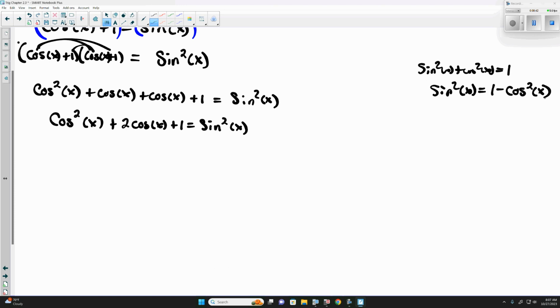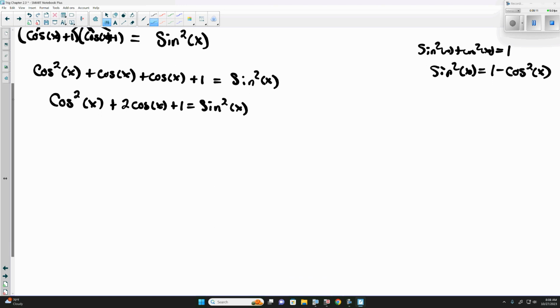Now, again, we need to get it all in terms of sine or all in terms of cosine. So there's 2 directions we can go. One is turning cosine squared into sine squared. The other is turning sine squared into cosine squared. Now, turning cosine squared into sine squared would get us nowhere because of our 2 cosine. If I did that, I would have 2 things in terms of sine, 1 in terms of cosine, and it really didn't help us get everything in terms of the same one. So here, what we're going to have to do is turn our sine squared of x into 1 minus cosine squared of x.